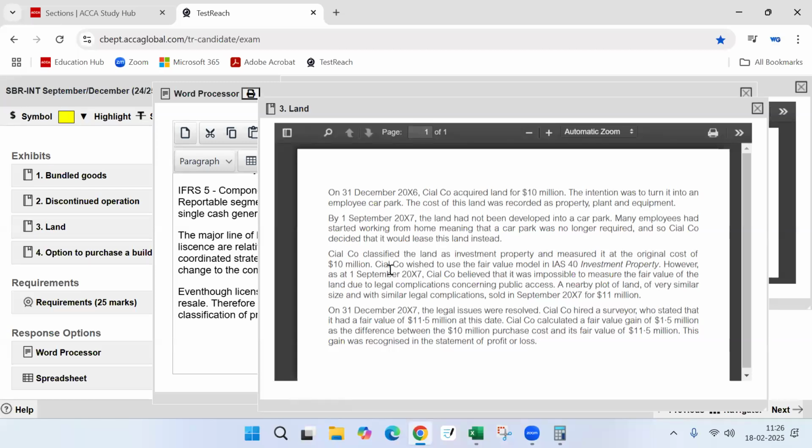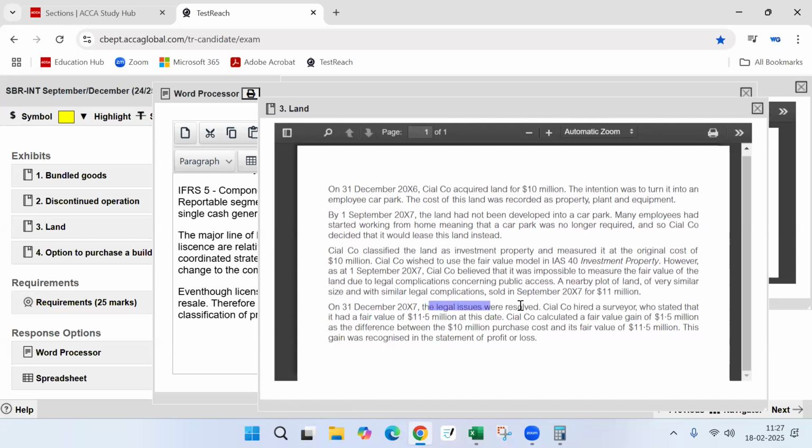However, as at 1st September, CL believed that it was impossible to measure the fair value of the land due to legal complications in public areas. A nearby plot of land, of very similar size with similar legal complications, sold in September 20X7 for how much? 11 million. On 31st December, the legal issues were resolved. CL hired a surveyor who stated that the fair value was 11.5 million at this date. CL calculated the fair value gain of 1.5 million as the difference between the original 10 million and the fair value of 11.5 million, and this gain was recognized in profit or loss.